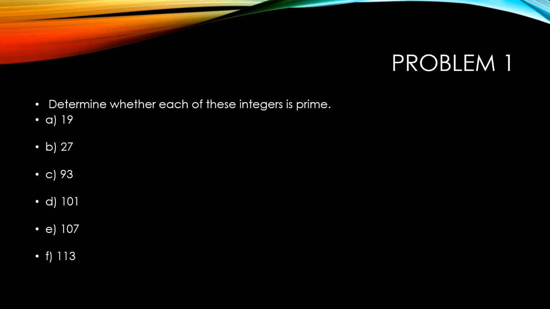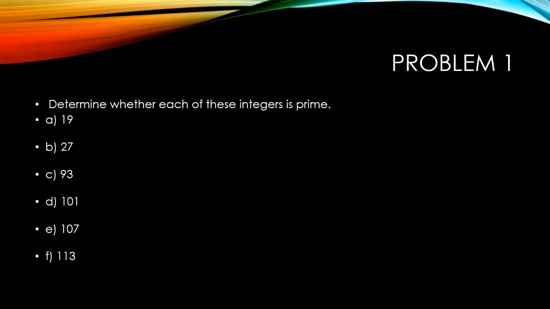So let's start with number 19. What is the square root of 19? It's around 4 point something, so the range will be 1 to 4. 19 divided by 1 is 19. 19 divided by 2, the remainder is not equal to 0, same as when we divide 3 into 19.